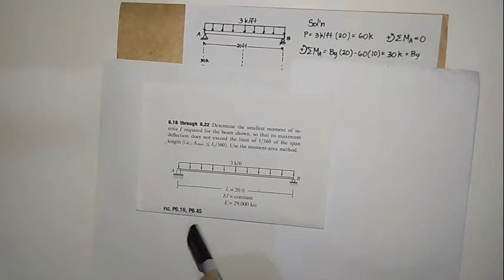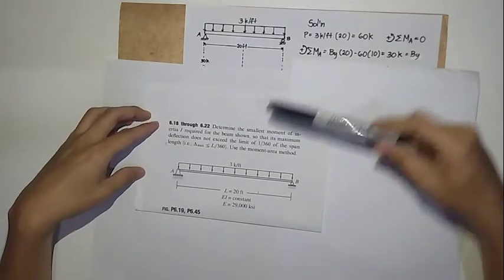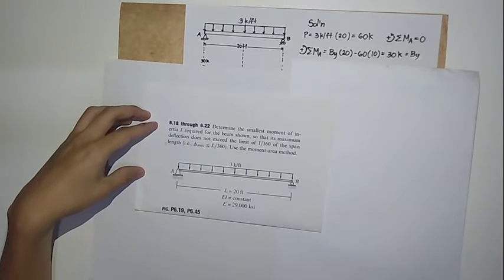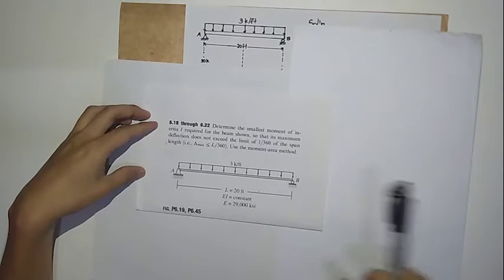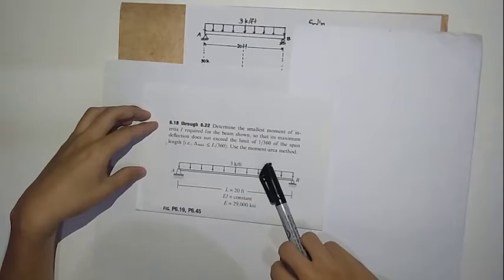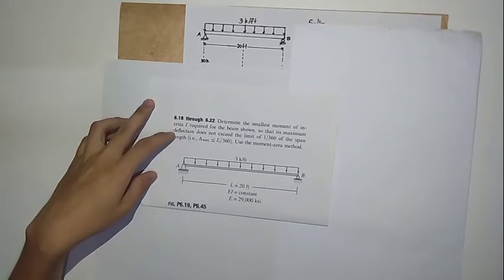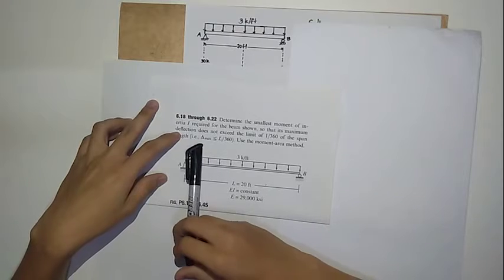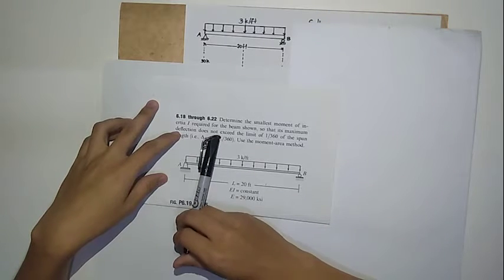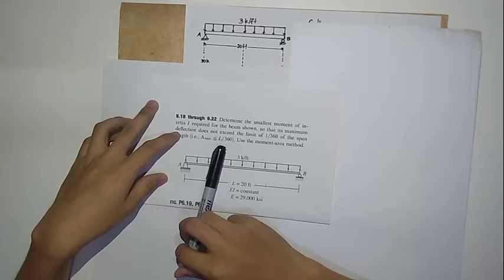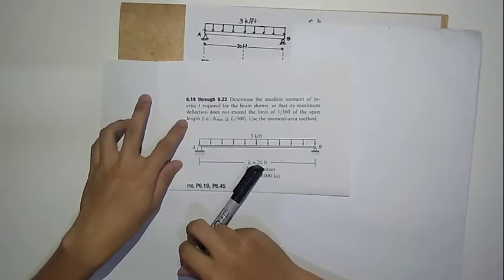So, figure 6.19. Determine the smallest moment of inertia required for the beam shown so that its maximum deflection does not exceed the limit of 1 over 360 of the span length. And the equation is the maximum deflection is less than or equal to the length over 360. Use the moment area method.